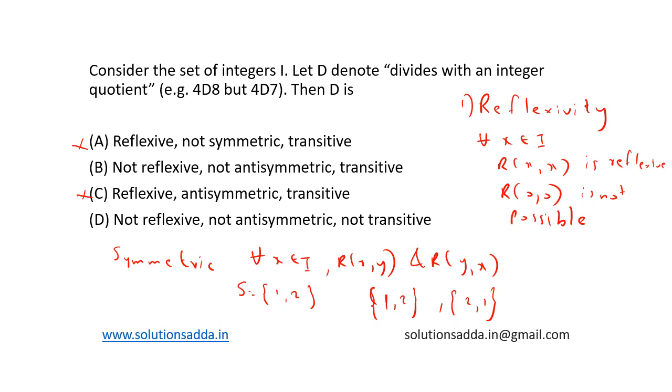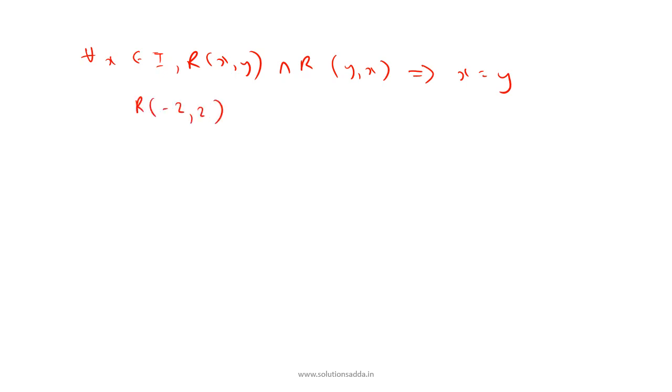So let's see the next option, that is anti-symmetric. In anti-symmetric we can say that for all x, y belonging to I, if R of x comma y and R of y comma x, it means that x is equal to y, is said to be antisymmetric. But we can say that the violation is easily occurring here also because R of minus 2 comma 2 and R of 2 comma minus 2, this is not antisymmetric.